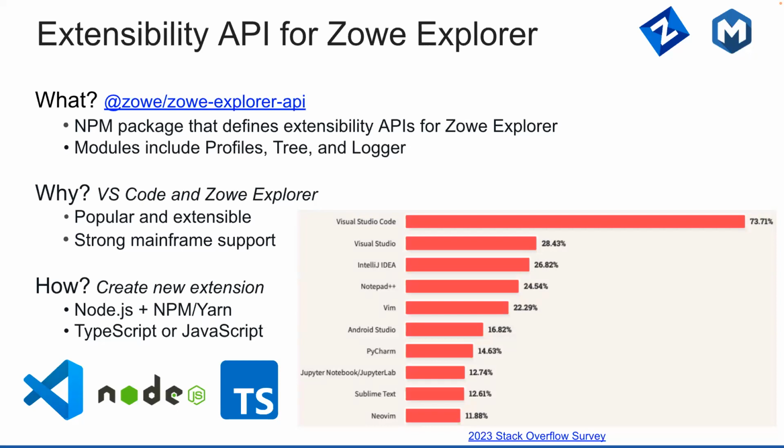If you have one of those package managers, you can use that to install the Zowe Explorer API package and any other packages that your extension uses or that it depends on. And then the language that you'd be using would be either TypeScript or JavaScript. I recommend TypeScript. It's a more feature-rich language, but either one is an option.